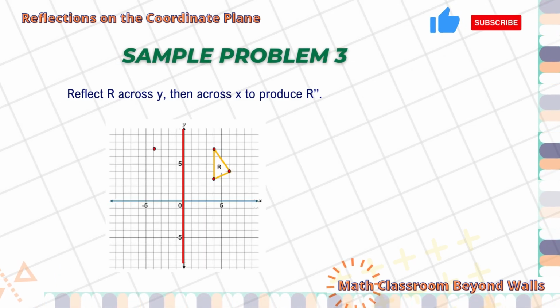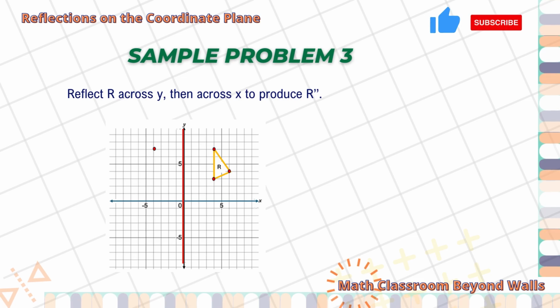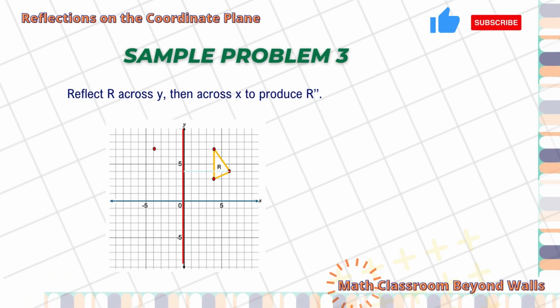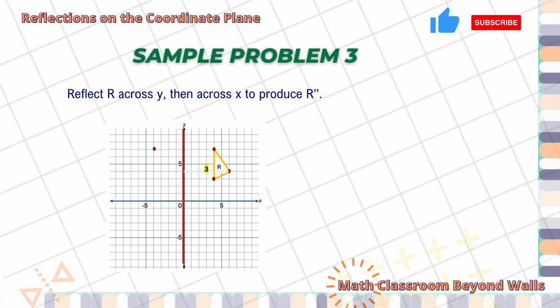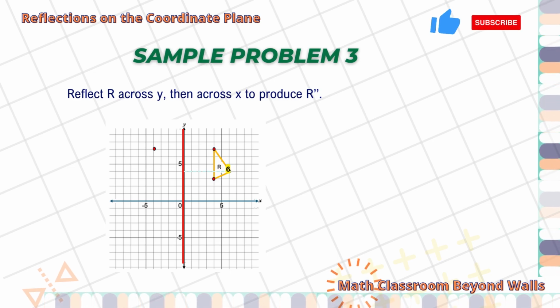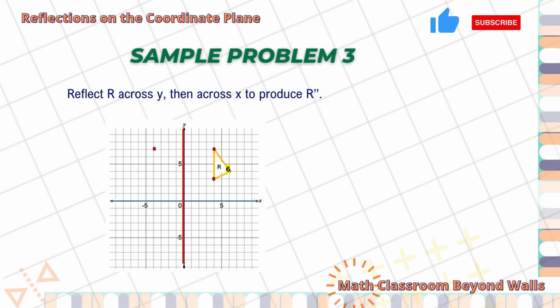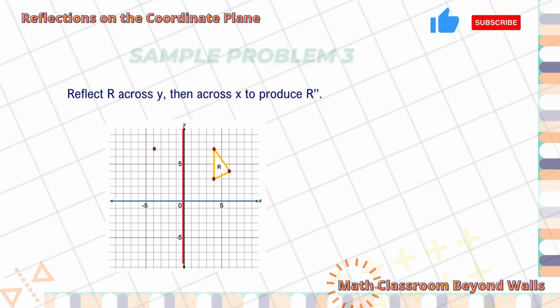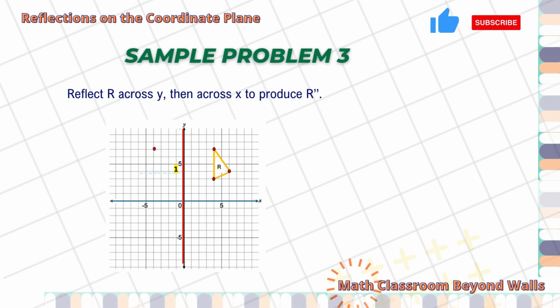From the line of reflection, we count towards the second point on the preimage. Count 1, 2, 3, 4, 5, 6. Then from the line of reflection, we count 6 units going to the opposite direction. Here is now the second point on R prime.